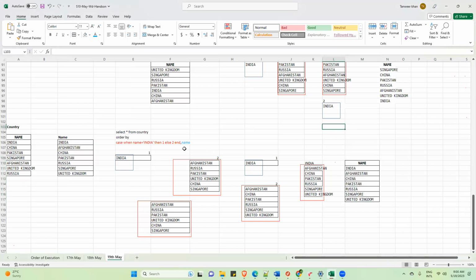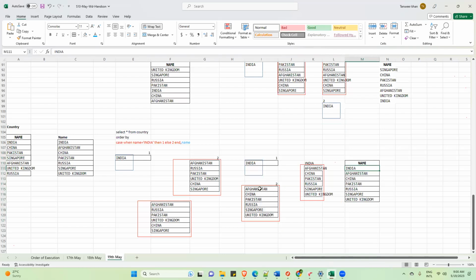So the meaning of this comma name is, see, first of all, India we have placed in bucket number 1, ELSE 2, remaining countries in bucket number 2. So far, is this clear? Yes, sir. Okay. Then you have given comma name. So you are telling within each bucket, sort the data in ascending order. So first of all, in bucket number 1, you have India only. There is only one data, so there is no sense of sorting it. So it will keep India here only.